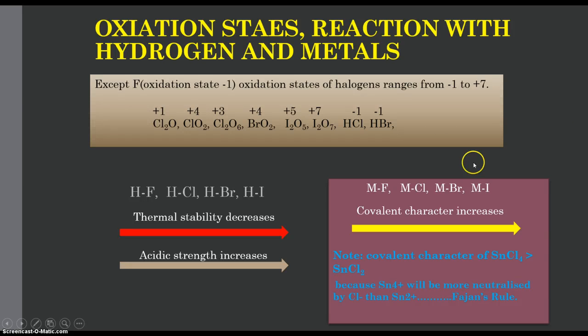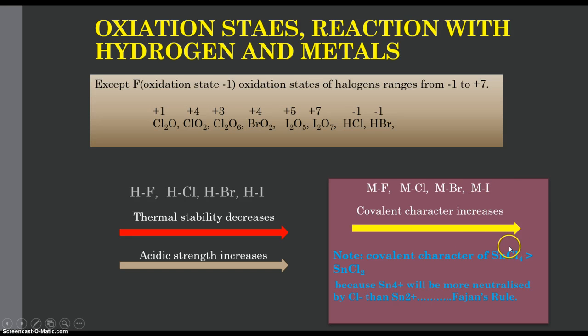As you can see over here, the cation is common, so we are not bothered about the cation, we are interested in the anion. What are the anions? F minus, Cl minus, Br minus and I minus, and the size of the anion increases from F minus to I minus. As the size increases, the neutralization between the M plus and X minus, or between the cation and anion, increases, and covalent character increases. That's why from MF to MI covalent character is increasing.